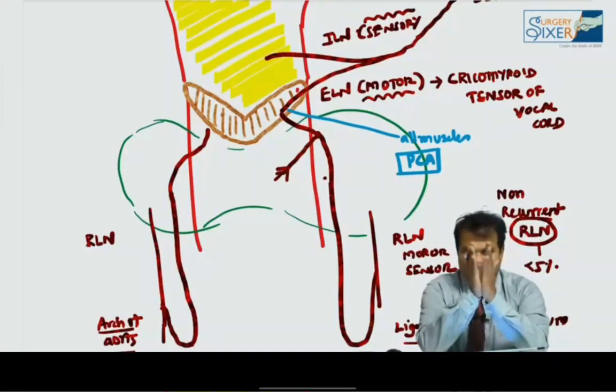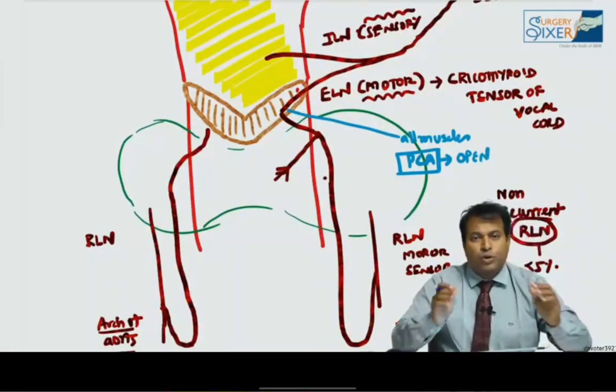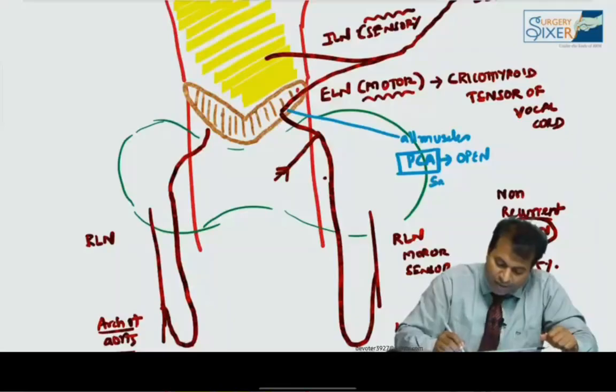It will make the vocal cord open like this. So posterior cricoarytenoid will open. This is the posterior cricoarytenoid muscle, which will open. Posterior cricoarytenoid is for abduction of the vocal cord. So it is known as the safety muscle of the larynx.